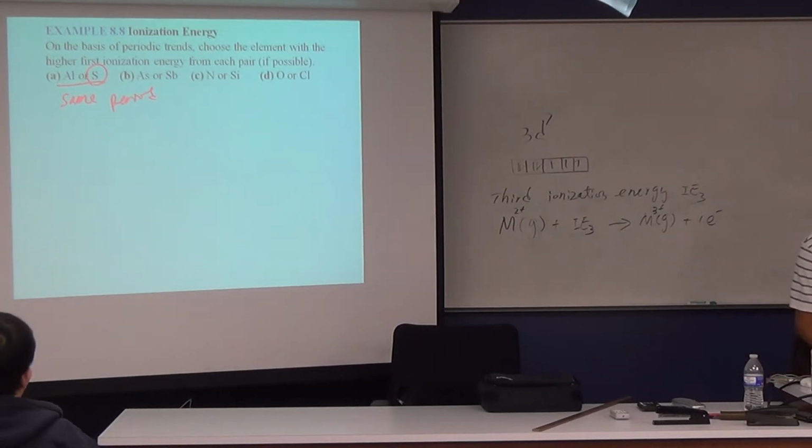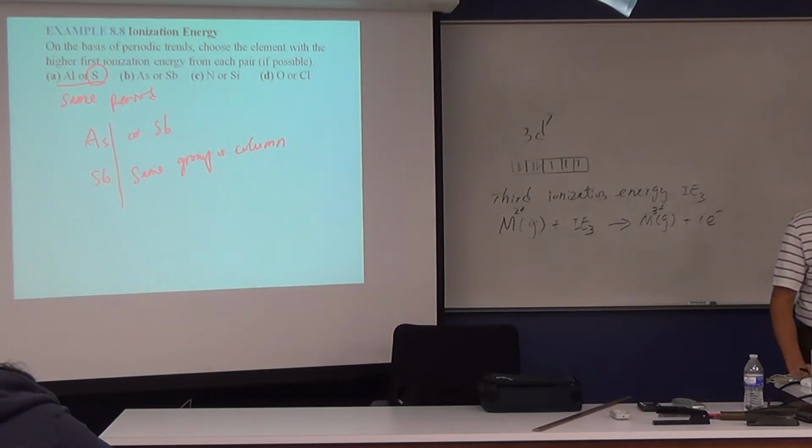All right. So the next one is As or Sb. As and Sb. Probably easy to write that. As on the top and Sb at the bottom. So they are in the same what? Same group, or the same column. All right, same column, the one on the top, there are not too many exceptions. The one on the top will have a larger IE. Right? So therefore this one is on the top, that has a larger IE.